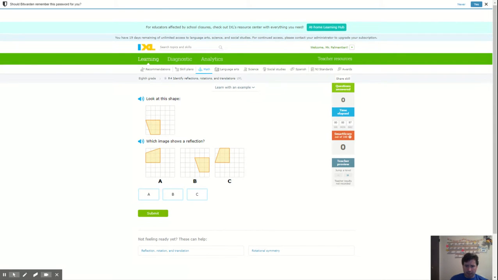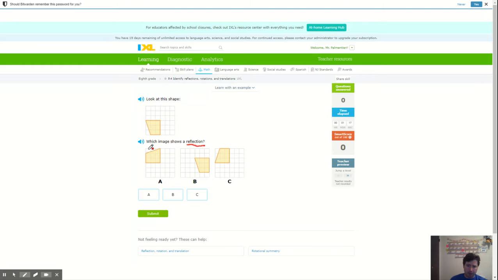So with this IXL, what you're doing is a review from last week. You're going to look for the different transformations. For example, this first one, they want you to know which image shows a reflection. If you remember, a reflection is a mirror image.